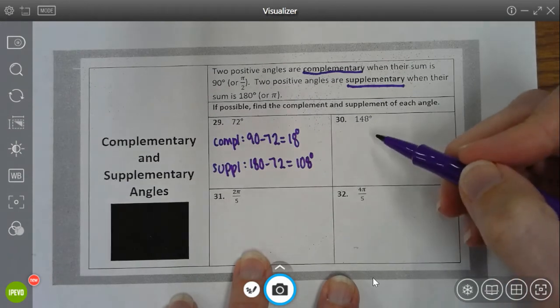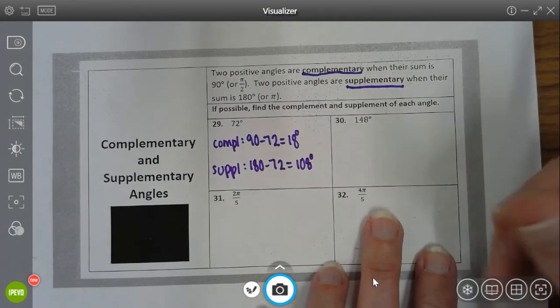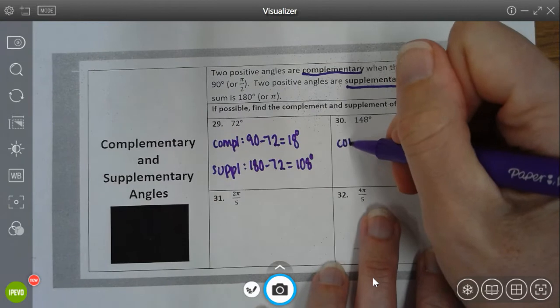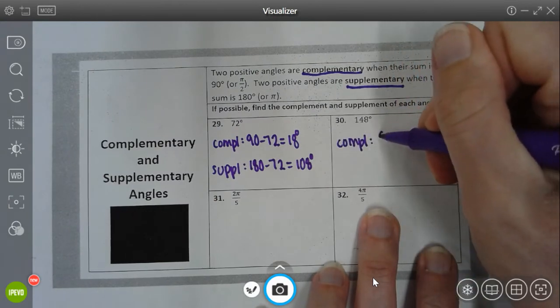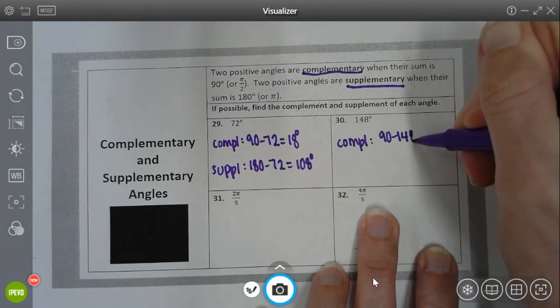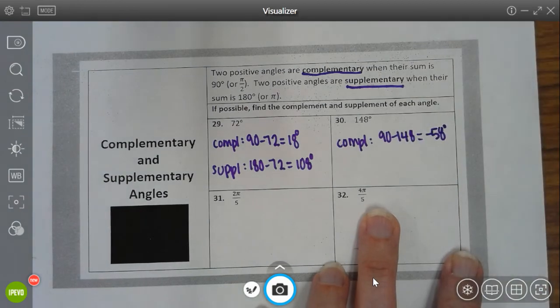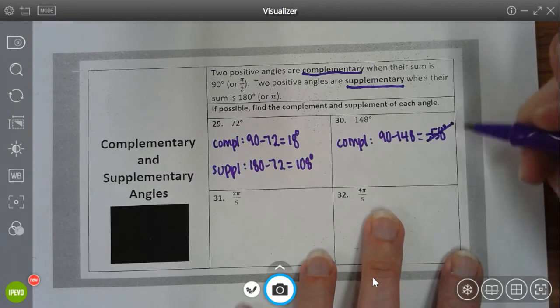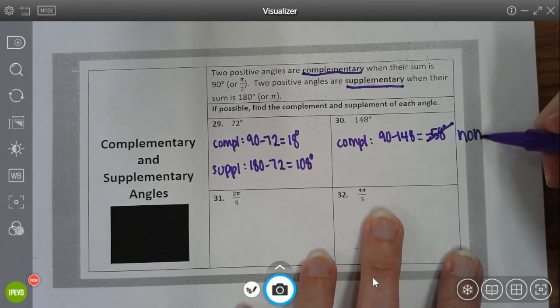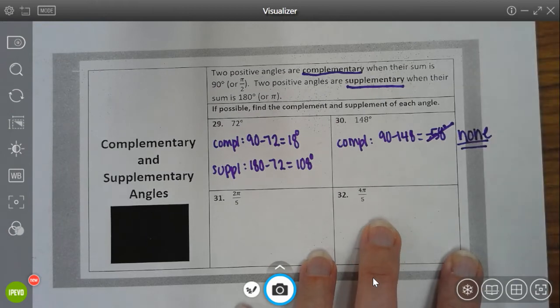In this example, if I want to find the complement, I would take 90 degrees and subtract 148. And notice that if I do that math, I get a negative angle. Complementary angles must be positive. So since that works out to be a negative, since my original angle was bigger than 90 degrees, we would say there is no complement.